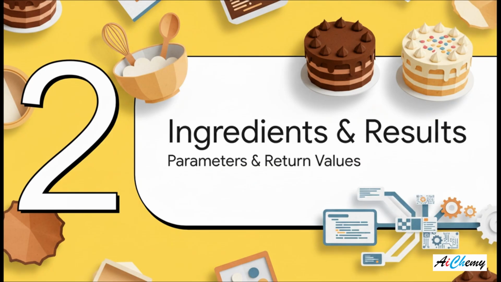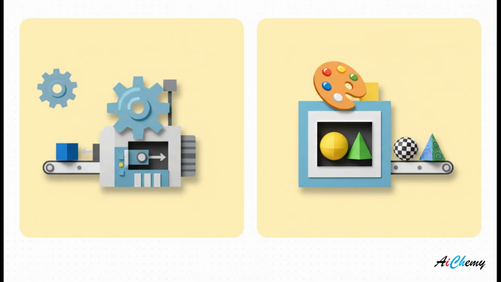Okay, so we've got our basic recipe. But what if we want to switch up the ingredients? What if one day you want a chocolate cake and the next day you want a vanilla one? This is where functions go from being useful to being incredibly powerful. Check this out. On the left, we've got a static function. It prints hello every single time. Kind of boring. But look at the right, a dynamic one. By adding name inside those parentheses, we've created a little slot, a placeholder that lets us pass in different information each time. Now we can say hello to anyone.